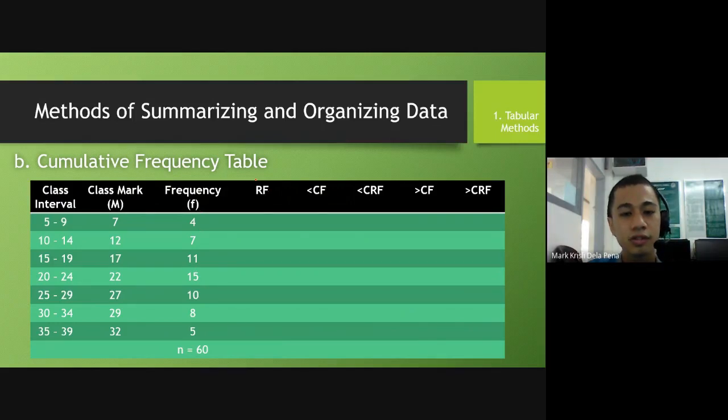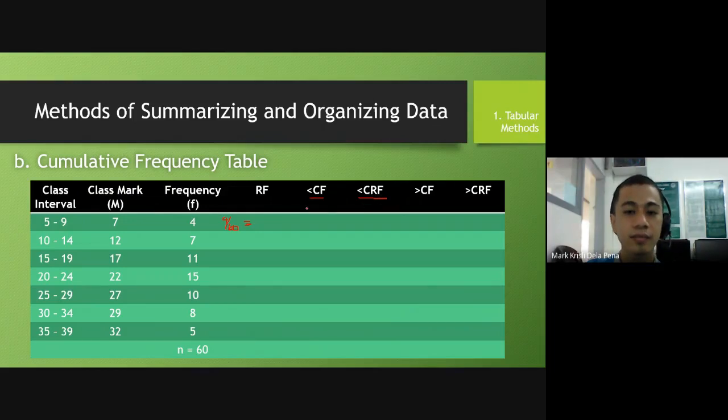To get the relative frequency, again, you have to divide the frequency by the sample size, and that's 4 divided by 60. So you answer that one. Remember, you have to use 4 decimal places. Next is the less than cumulative frequency. You have here the less than cumulative frequency and the less than cumulative relative frequency.